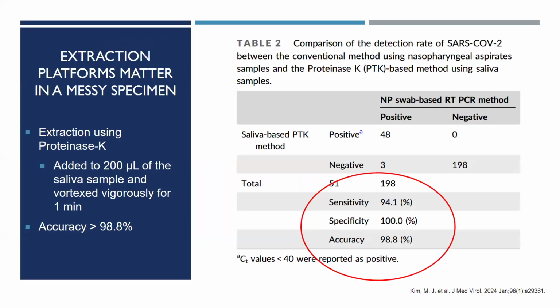So as somebody who has worked with saliva, I think a lot of us can also agree that saliva can be very messy. It can be very viscous, mucousy. So then the extraction platform really does also increase the sensitivity. So in this particular study, they looked at extraction using proteinase K, where they actually added it to the saliva specimen and then vortexed it vigorously to show that they were actually able to increase the sensitivity and accuracy past 98.9%. So the sensitivity was 94 compared to the specificity of 100%. So extraction platforms do matter when we are evaluating the data.